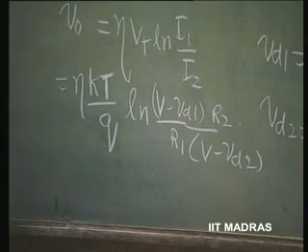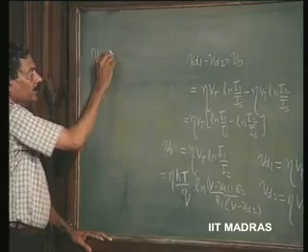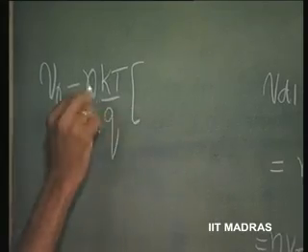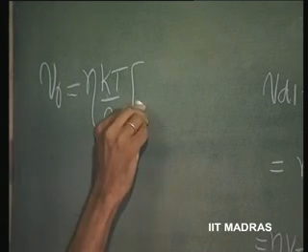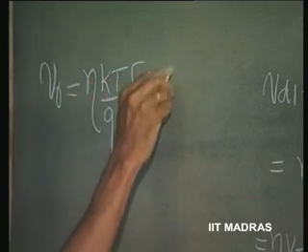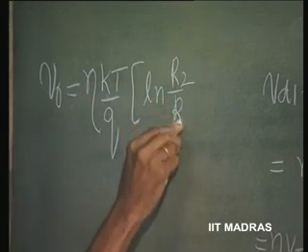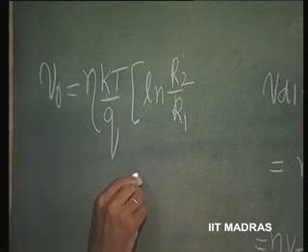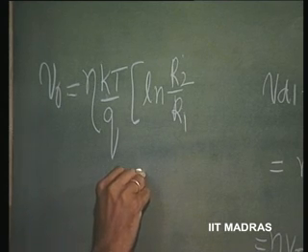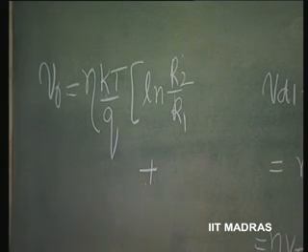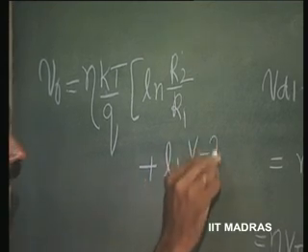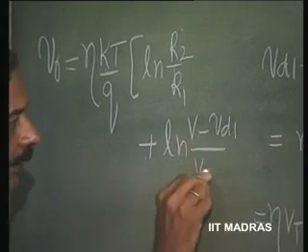which is now therefore going to give us V naught, which is eta kT by Q, which is good, proportional to temperature, into log of R2 by R1, just a ratio of resistors which we can fix depending upon what we want, plus log of V minus Vd1 by V minus Vd2.